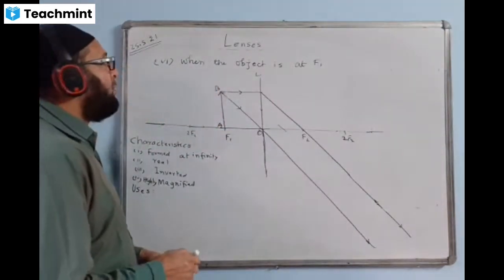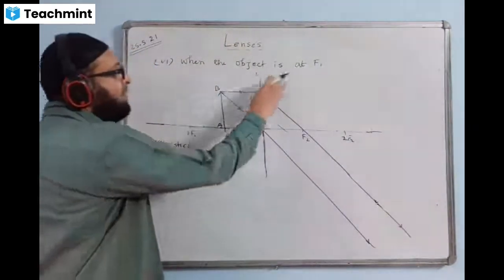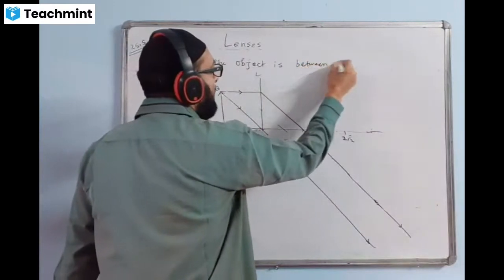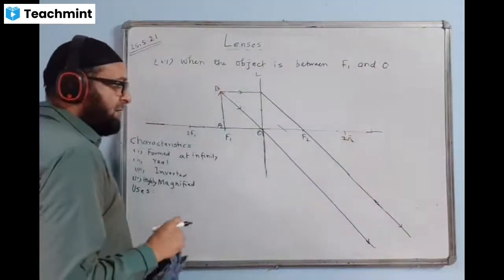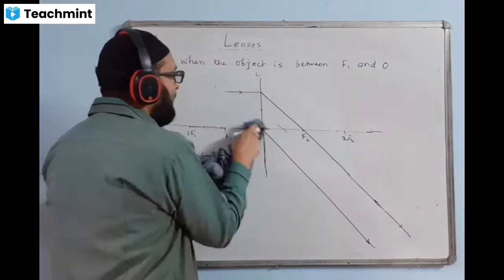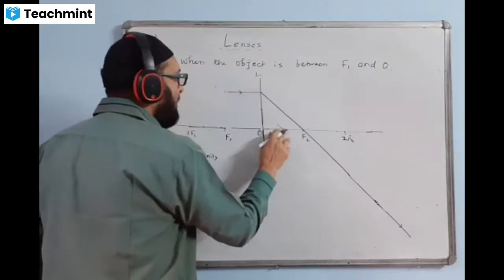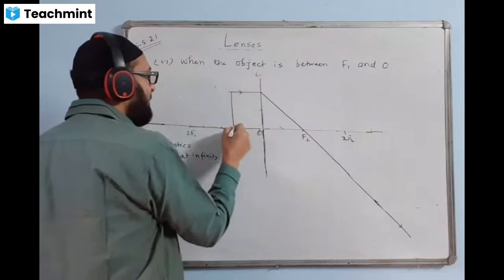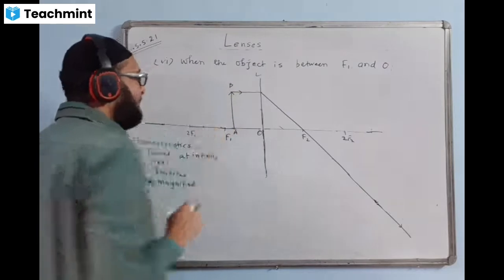Okay, now next one, write down the last case, when the object is even closer, between F1 and O, the optical center, at a very close distance. Let us see this case. I am bringing the object closer and closer. Now, this is the last case here. So I'll keep the object here. Suppose here is an object AB.